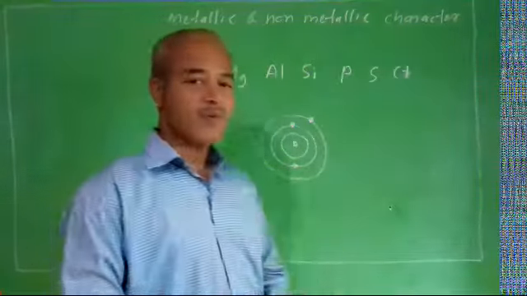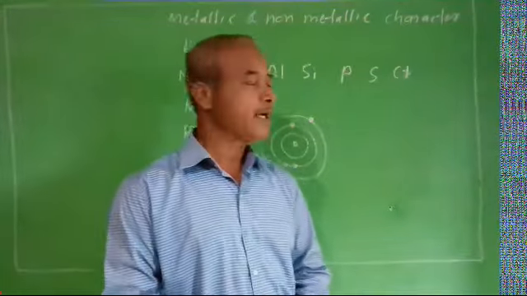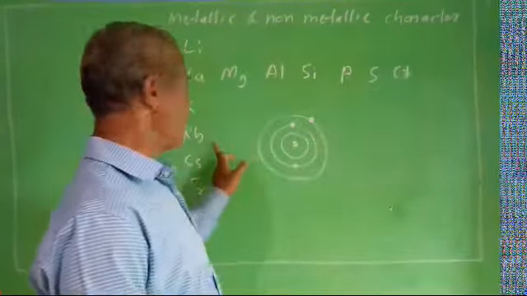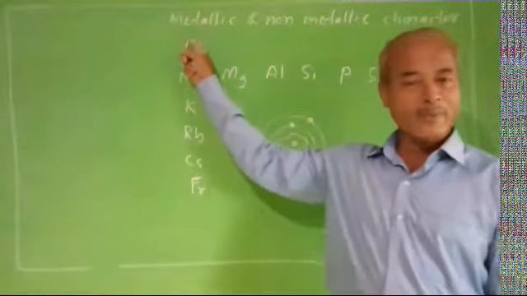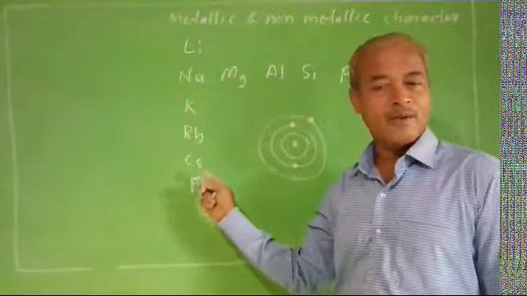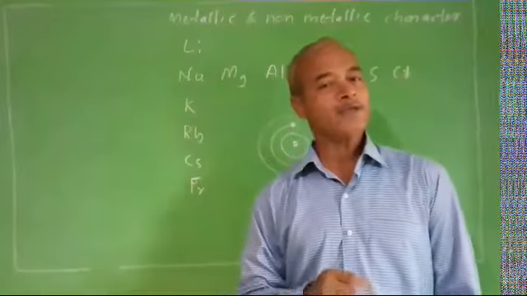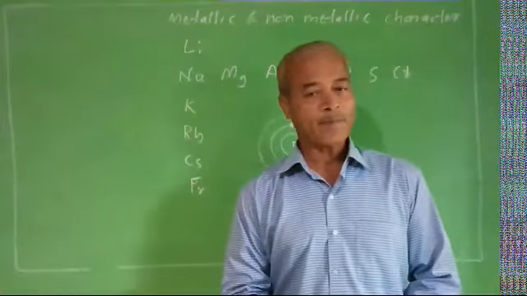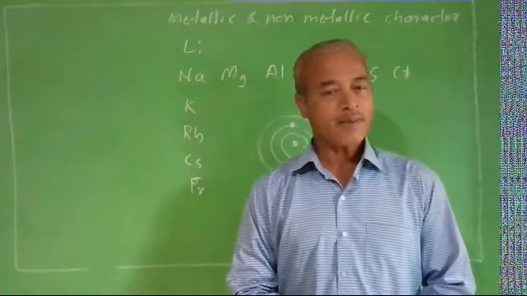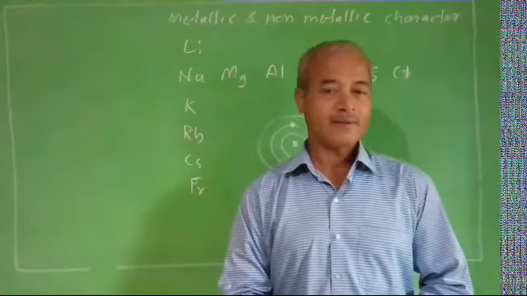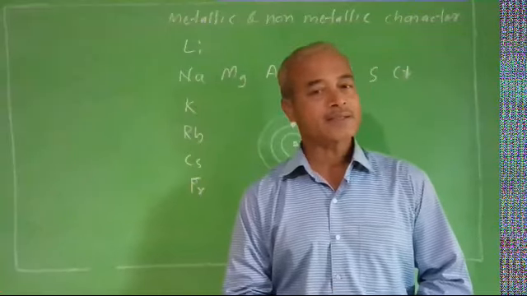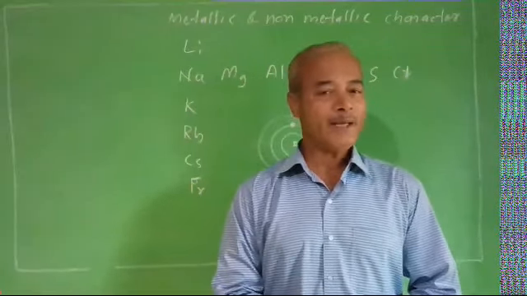Potassium has 4 cells. The next element, rubidium, has 5 cells. Cesium has 6 cells. So as we go from top to bottom, the number of electrons in the outermost cell is same, that is 1. But number of cells increase. Atomic radius or size of atom increases.